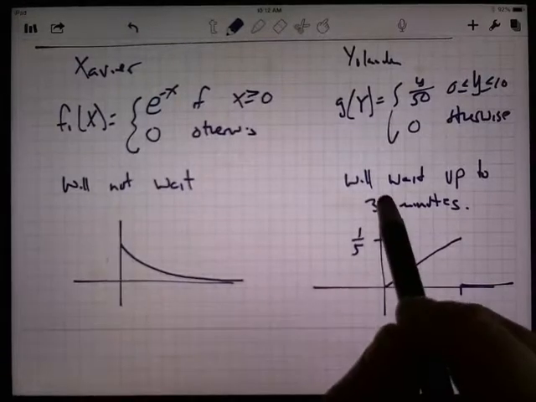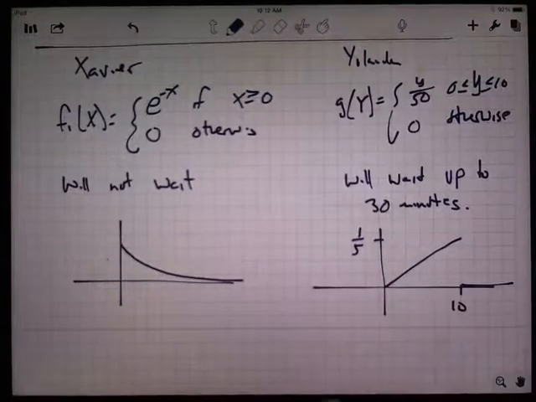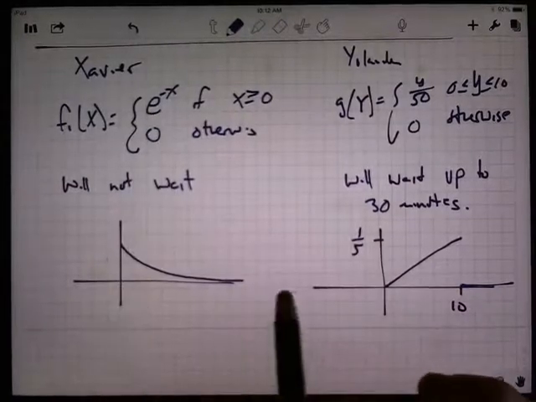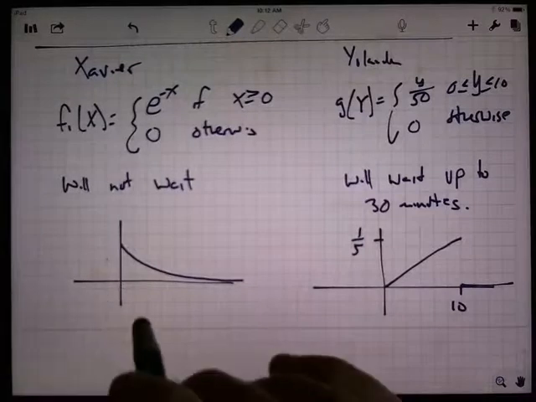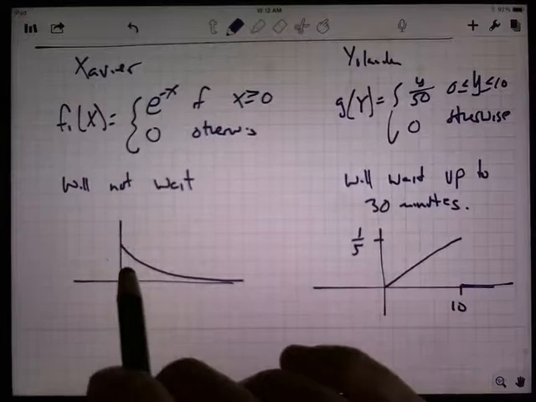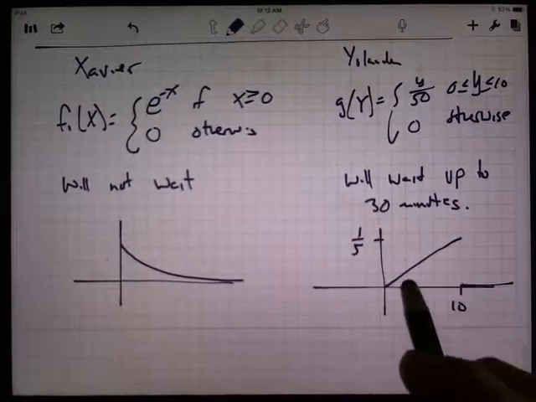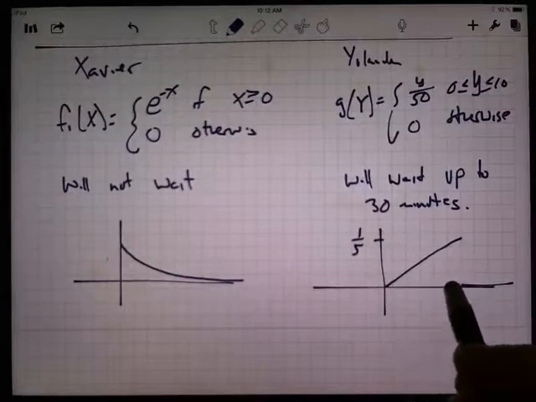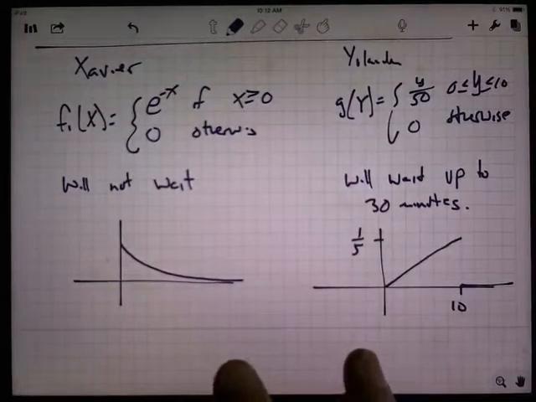Xavier won't wait, and Yolanda will wait for up to half an hour, so 30 minutes. A couple things to notice: if I integrate this from minus infinity to infinity, it's 0 here, so really it's only the integral from 0 to infinity. You can double check that this area is indeed 1. Likewise here, it's not too hard to check that this has height 1/5 and a base of 10, a triangle, so that does have area 1.